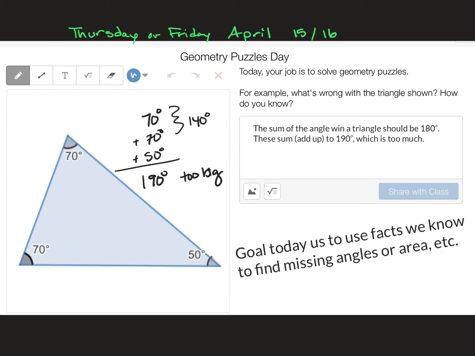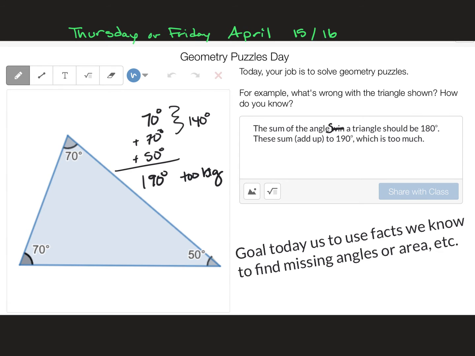So your explanation might look like this. The sum of the angles in a triangle should be 180 degrees. And again, sum just means to add up. These sum to 190, which is too many. And you can even see it if you look right here, there's like that little bit. I made this not quite accurate intentionally. But we're going to use the fact that this should be 180 to figure out what the problem is.